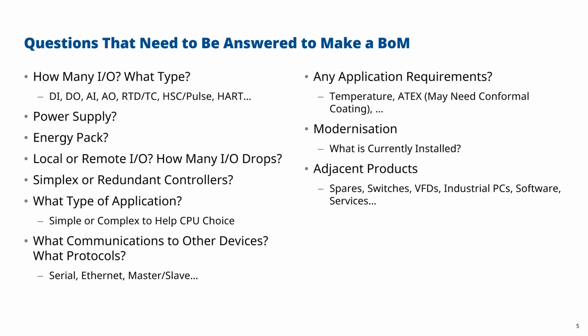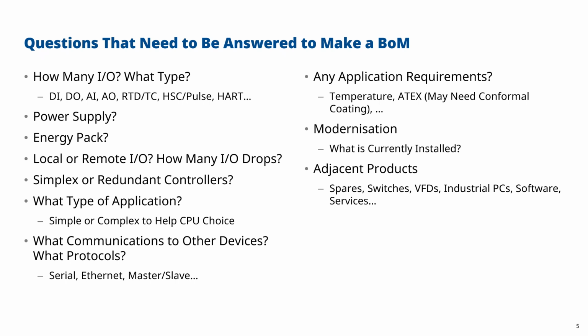In many applications we can make assumptions if it's a small application that it will be local, but maybe there will be remote I/O, so we need to know how many drops. Is the system redundant? Maybe to help the CPU choice, we need to know what type of application it is. Depending on the simplicity or the complexity of the application, we might choose a smaller or bigger CPU. Are there any communications to other devices? And if so, what protocols? Serial, Ethernet, what protocol type? Are we the master or the slave?